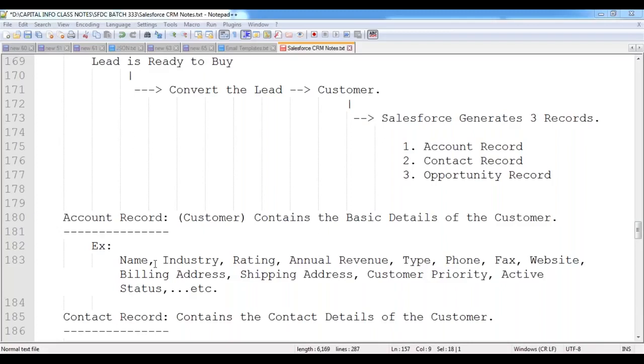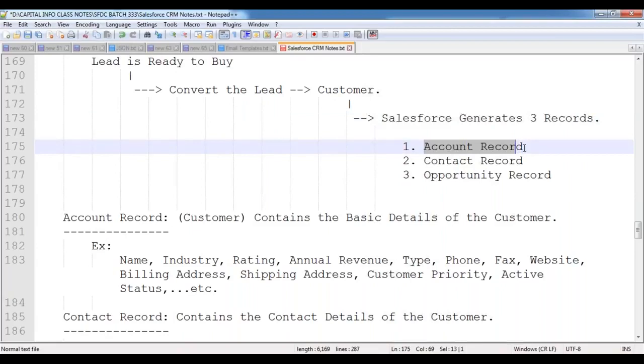And whenever we are converting a lead into a customer, what exactly is that lead conversion process, how many records will be generated as part of lead conversion, and what exactly each record represents, we have discussed. So in the last session we discussed the lead conversion process, and whenever we are converting the lead into a customer, Salesforce generates 3 records.